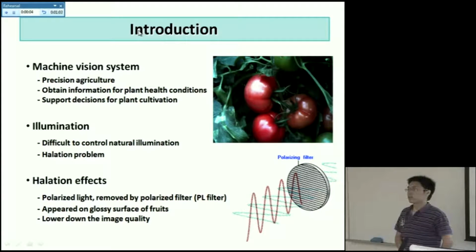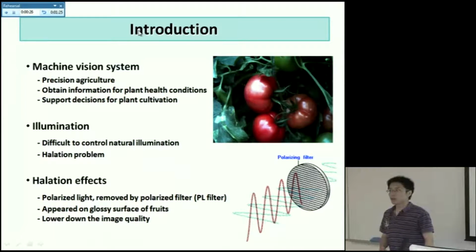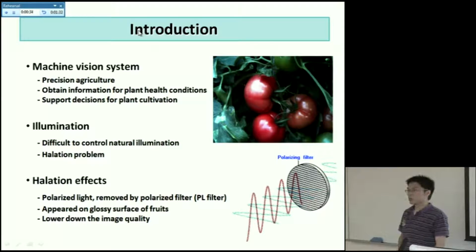Yes, this is the introduction part. Nowadays, machine vision system and also image processing are two important techniques for the precision agriculture. Farmers want to use machine vision monitoring system to obtain some information for plant health conditions, and also to support the decisions for plant cultivation. For machine vision system, illumination is one of the most important components, but it's difficult to control natural illumination, such as in the field or in greenhouse. It will cause a halation problem.